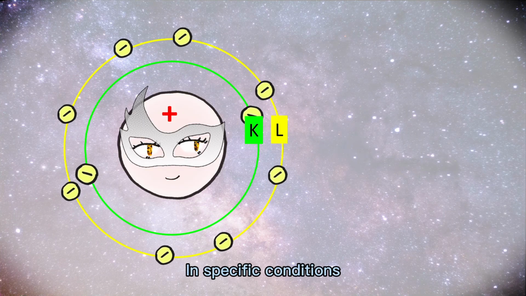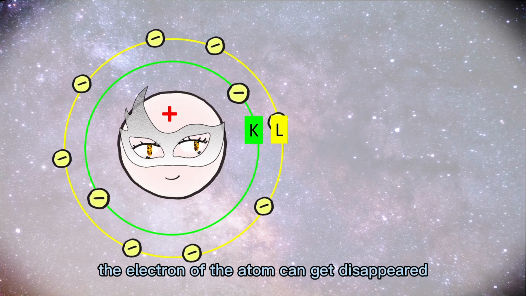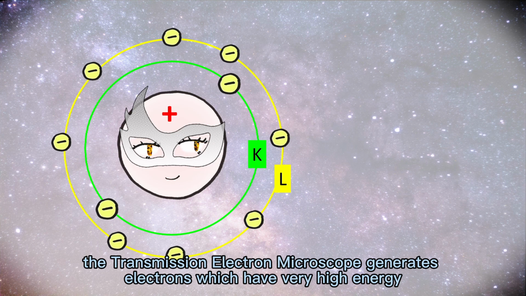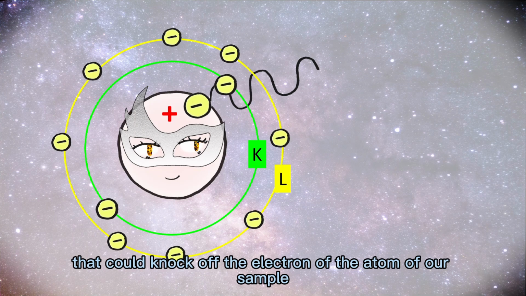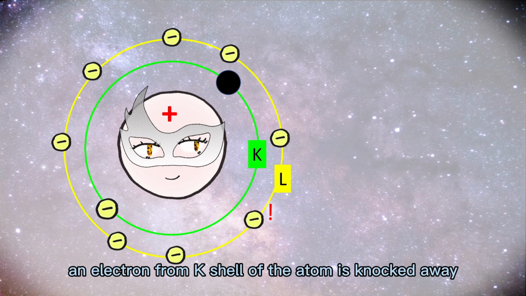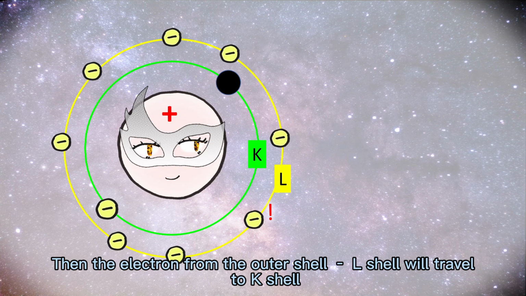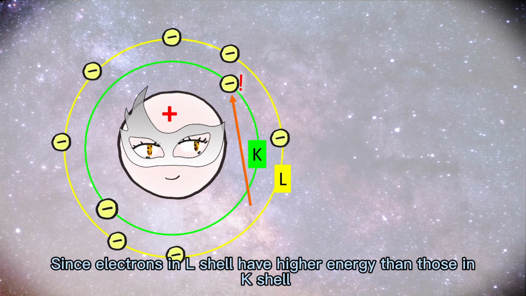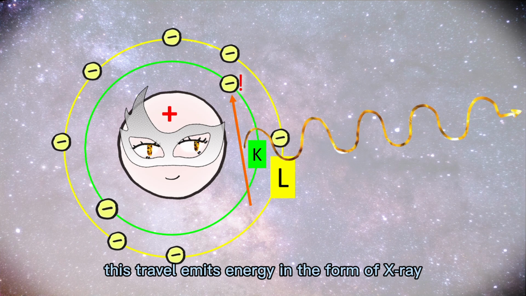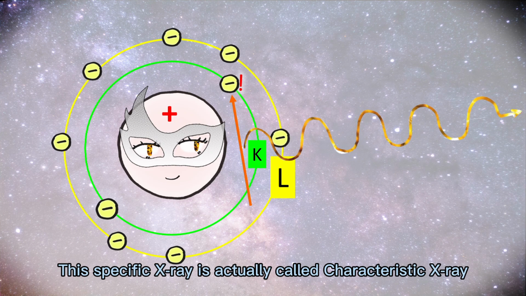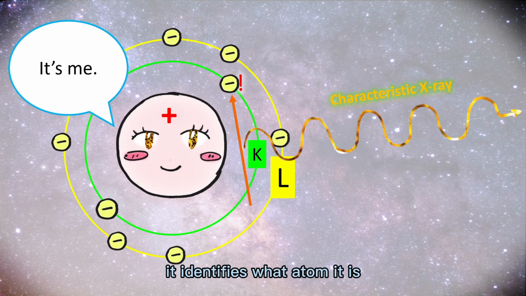In specific conditions, an electron of the atom can get knocked away. For example, the transmission electron microscope generates electrons which have very high energy that could knock off an electron of the atom of our sample. In this case, an electron from the K shell of the atom is knocked away. Then, an electron from the outer shell, the L shell, will travel to the K shell. Since electrons in the L shell have higher energy than those in the K shell, this travel emits energy in the form of X-ray. This specific X-ray is called characteristic X-ray. It identifies what atom it is.